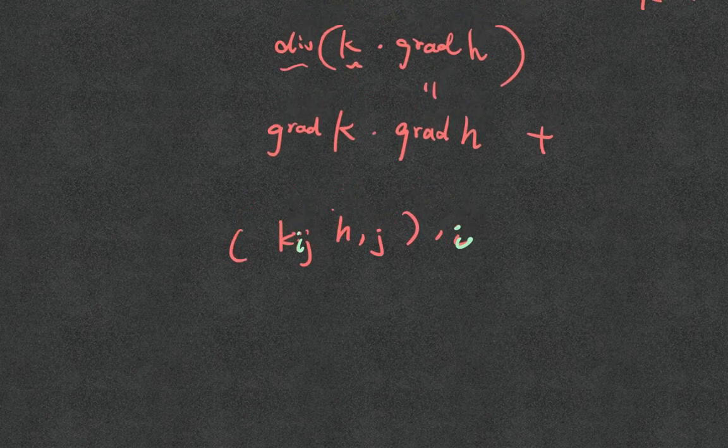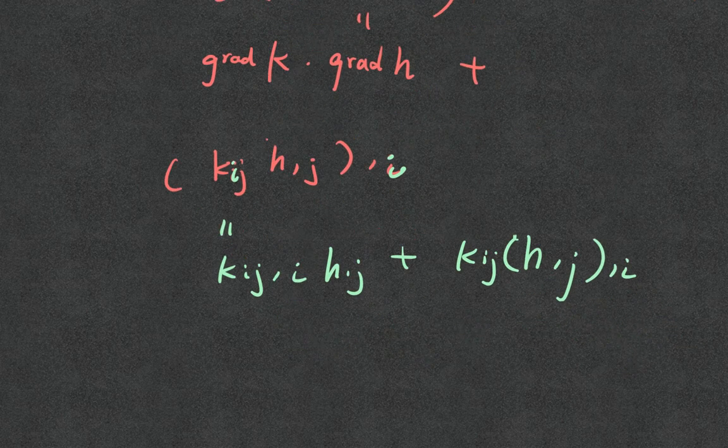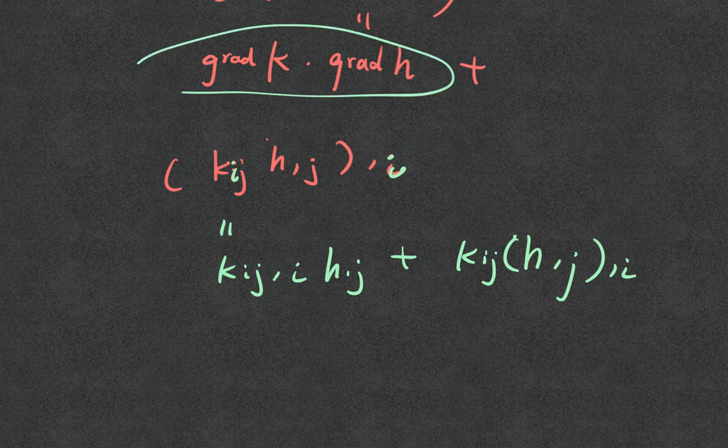So what should I do? I simply need to do something very simple. I need to write Kij, comma I, H, comma J. This is the first term, and then I write Kij, H, comma IJ. Does that make sense? So what is this term? This term is the first term, right? What is the second term?